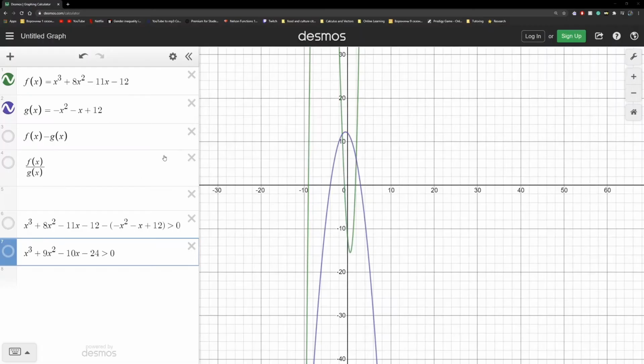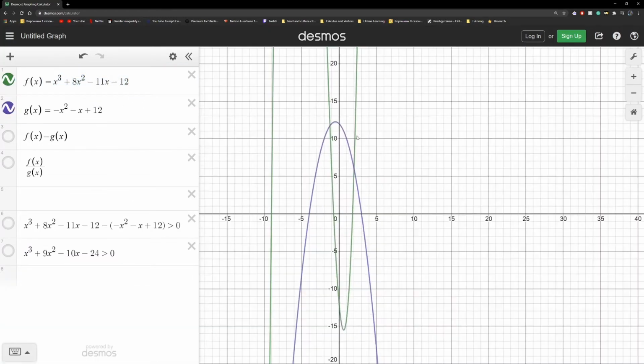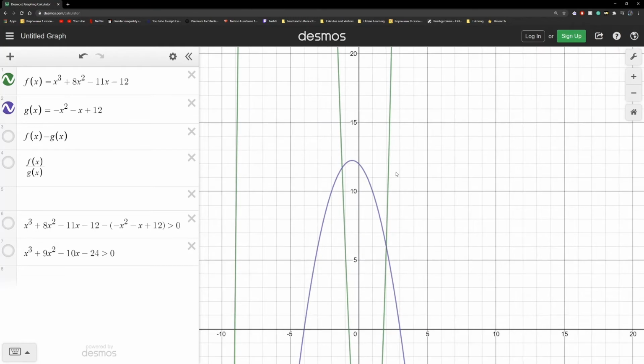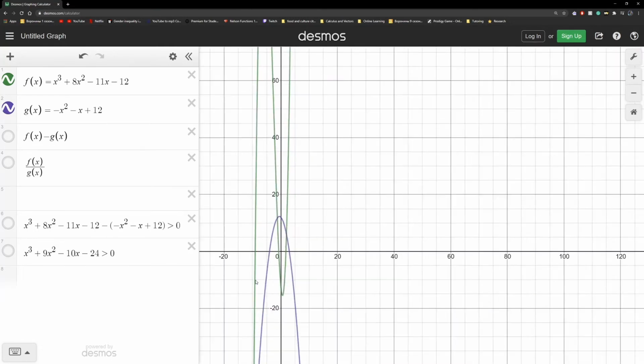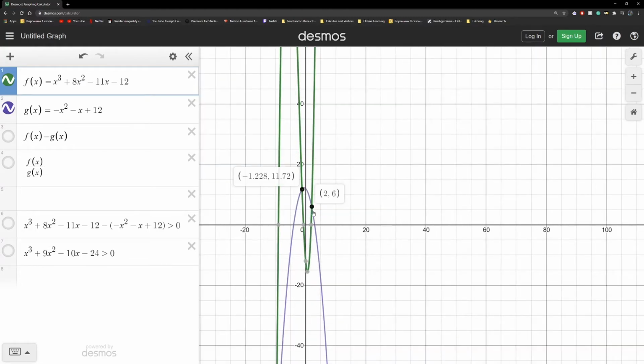Okay, so here I've actually graphed what f of x is equal to and what g of x is equal to. Using our first method, we could just find out where they intersect. So let's try to find those points. Point 1, point 2, point 3, there you go.